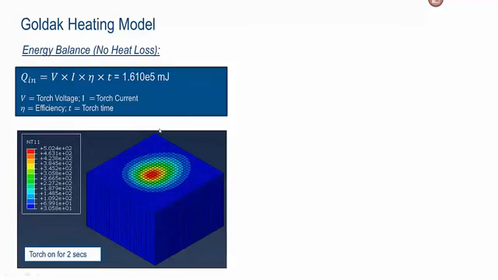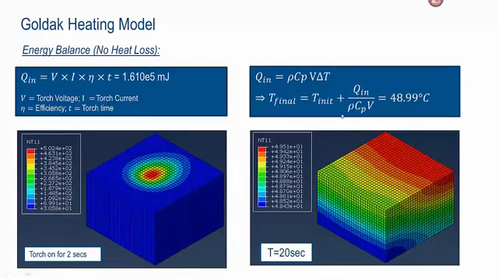So the first one that you see on the screen here is a simple, quick energy balance verification. Basically, you take a simple block of material and apply the heat flux using the Goldak model, and leave it on for a certain period of time, in this case 2 seconds. You easily calculate the total input energy, and from the material properties, specific heat and volume, you can easily calculate what the delta T, or the temperature rise in the material, should be. And that's exactly what we recover after a steady state is reached.